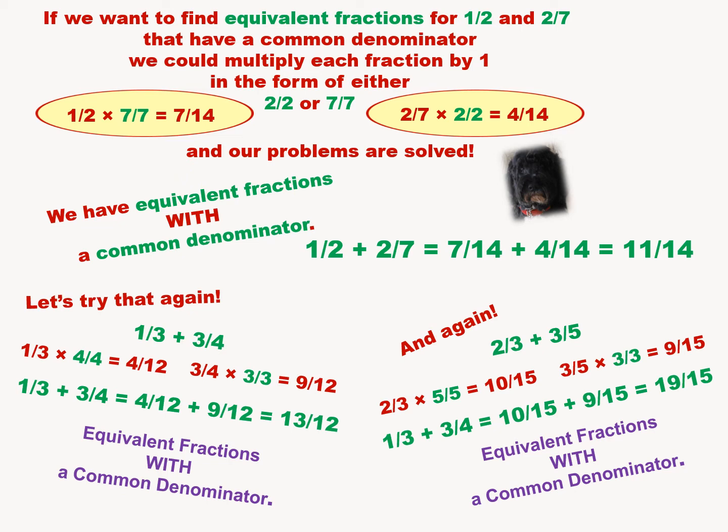Let's try it one more time. 2/3 plus 3/5. We'll multiply 2/3 by 1 in the form of 5/5, and we will find an equivalent fraction, 10/15. We'll multiply 3/5 by 1 in the form of 3/3. The answer is 9/15, a fraction equivalent to 3/5, but with a denominator of 15. Now we simply add 10/15 to 9/15, and the result is 19/15. Equivalent fractions with a common denominator.